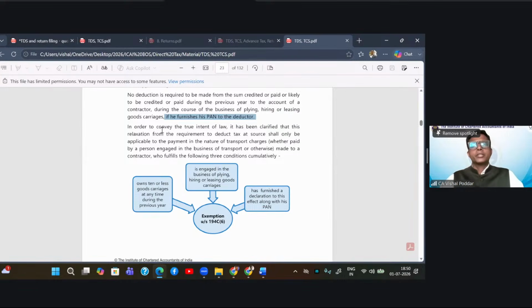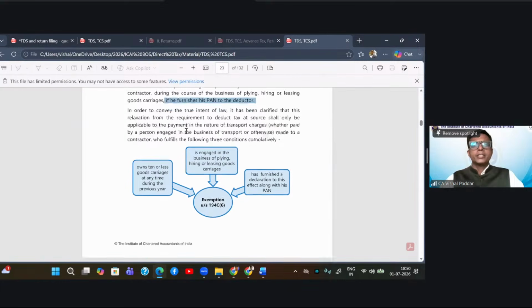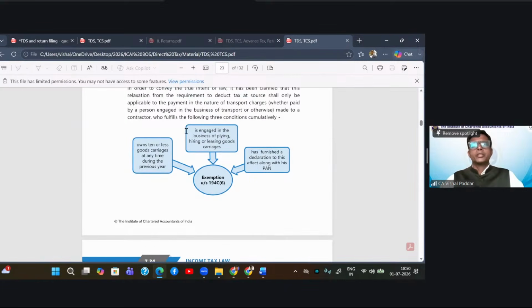The key condition is that whenever there is a transport contract, you will not be required to deduct the TDS if one of the conditions is met: he should have furnished a declaration along with his PAN. Now, what declaration has he to furnish? One, the person is engaged in the transport business, and two, the person owns 10 or less goods carriages.